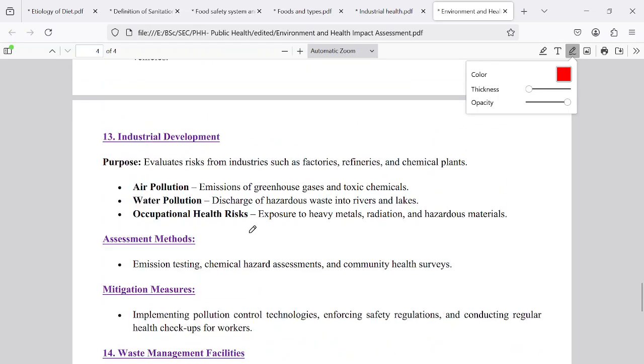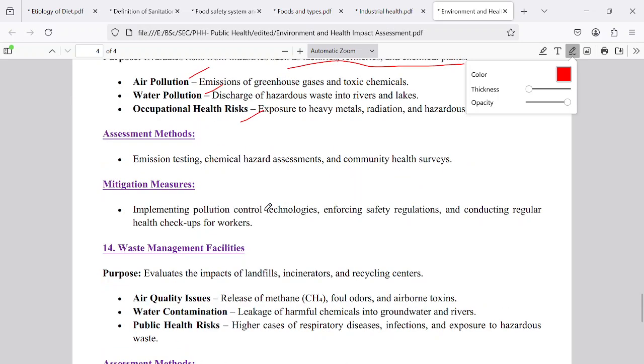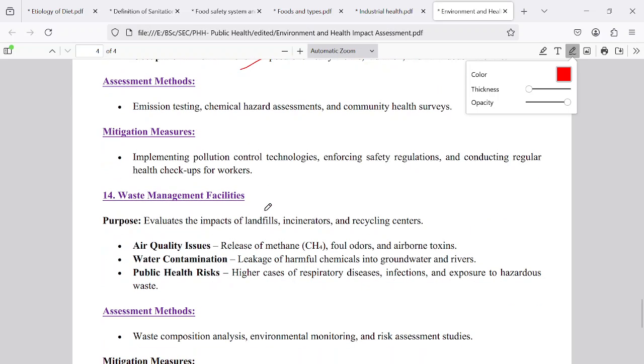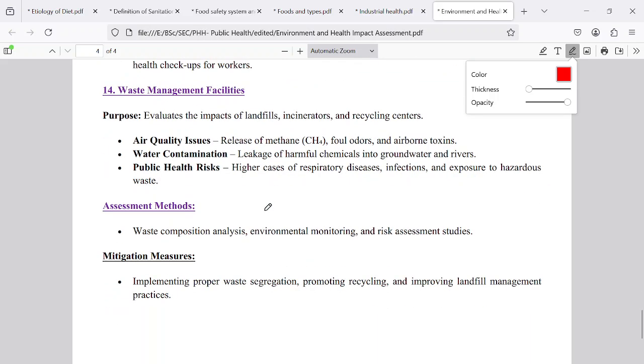Industrial development: evaluate risks from industries such as factories, refineries, and chemical plants. Air pollution, water pollution, and occupational health risks. Those people who are living in the surroundings of those factories, what diseases are they suffering from? What solutions have to be implemented? Then waste management facilities, air quality issues, water contamination, and public health risks have to be assessed in a proper manner.